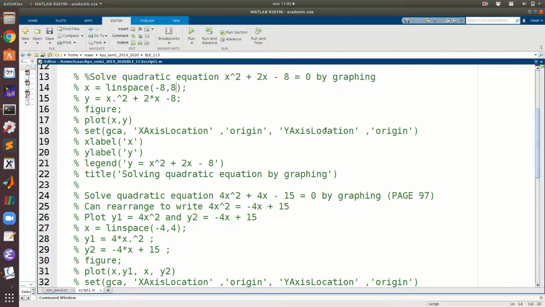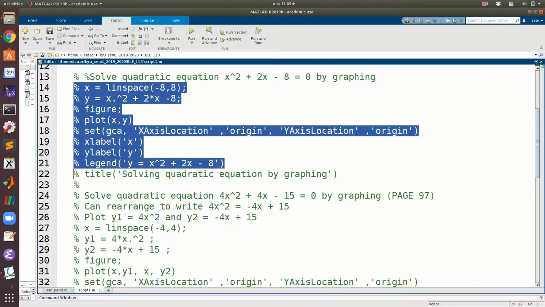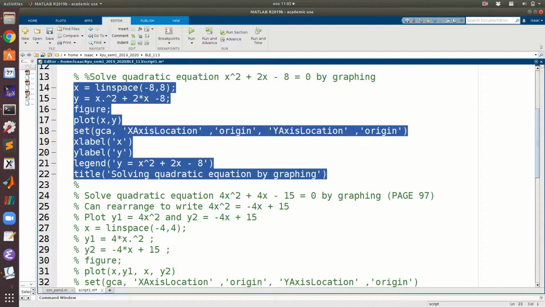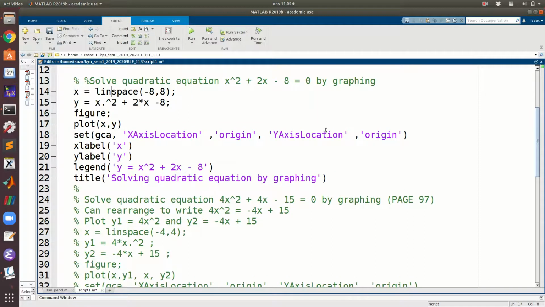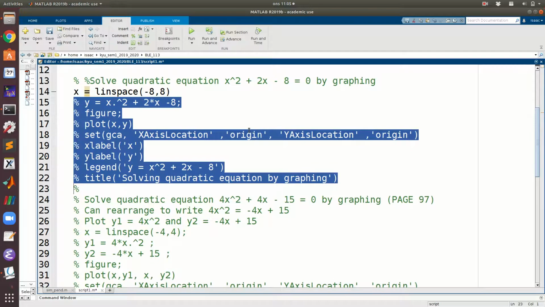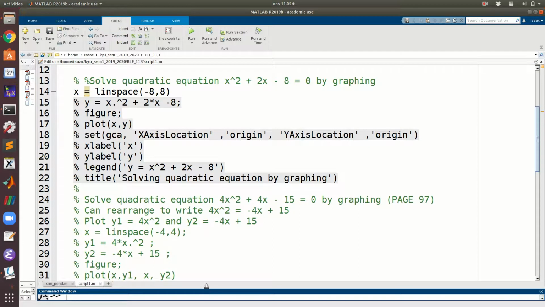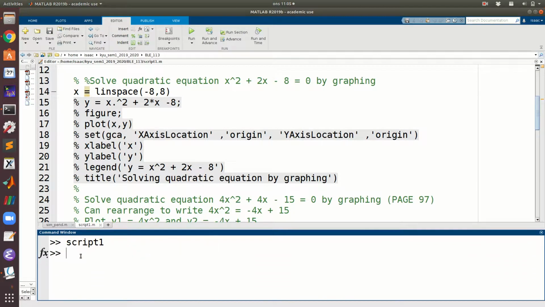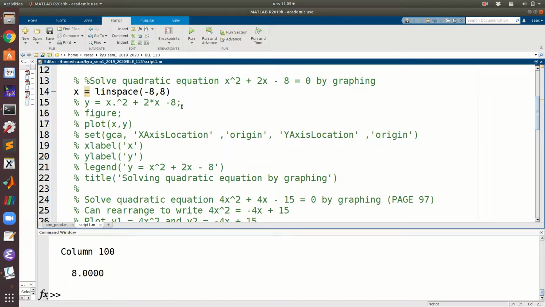So we would like to solve that by graphing. I am going to remove the comments here because I want to run this one by one, and then I'll explain what everything here means. The first one here is x equals linspace(-8, 8). Let me remove the semicolon there to display it and run it, and then you'll see what it does. You can just remove the semicolons and run line by line and see.